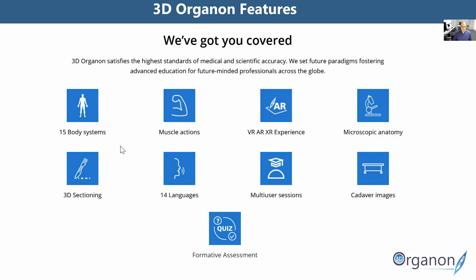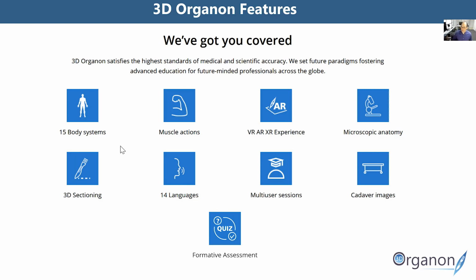3D Organon has over 15 body systems. All body systems are separated in the app. We have over 550 muscle actions for joints, for muscles, for organ actions. All these are in this module. We offer virtual reality experience. We offer augmented reality experience for tablets and mobile phones. And also we have included the XR experience. It is bundled into virtual reality for supported devices.